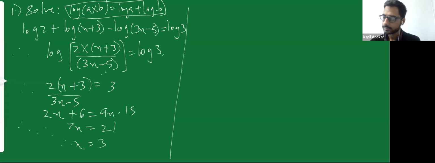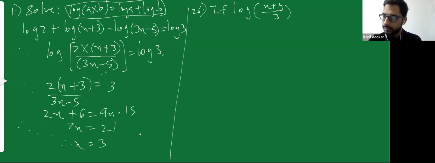Okay. Let's see the next question. This is question number 26 from your textbook. If the value of log of x plus y by 3 is given, then you have to show or prove that x by y plus y by x is equal to 7.